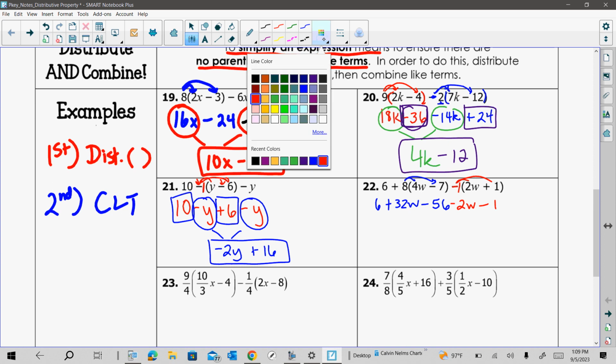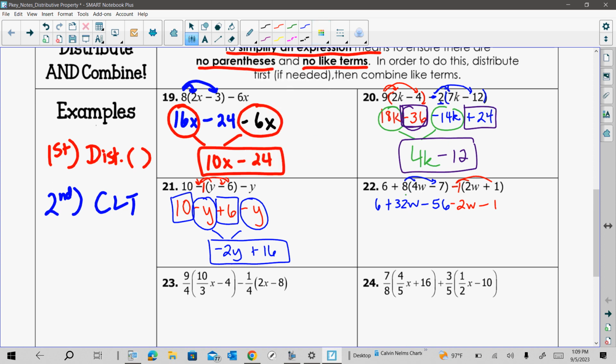All right, combine like terms. 32W and minus 2W. 30W.